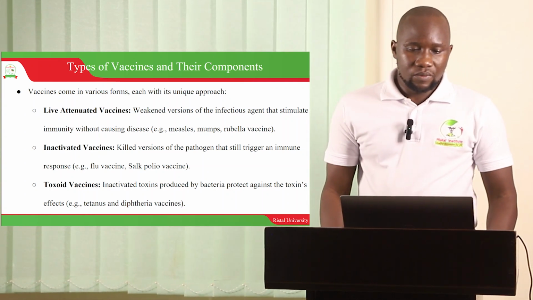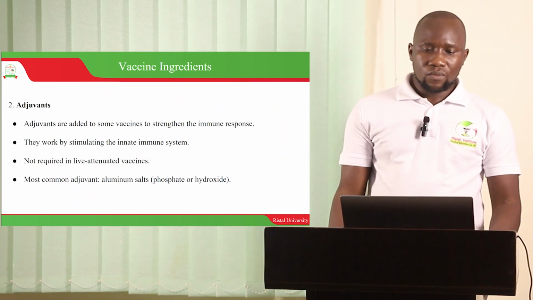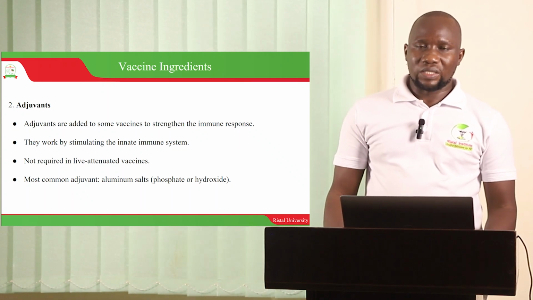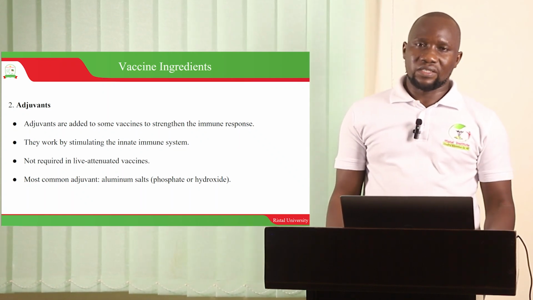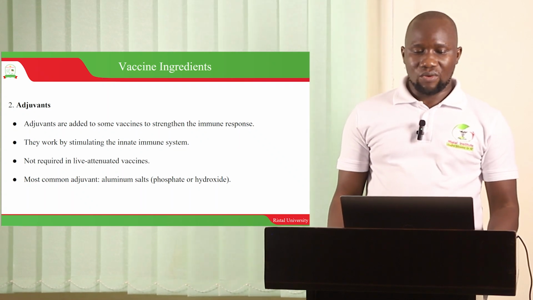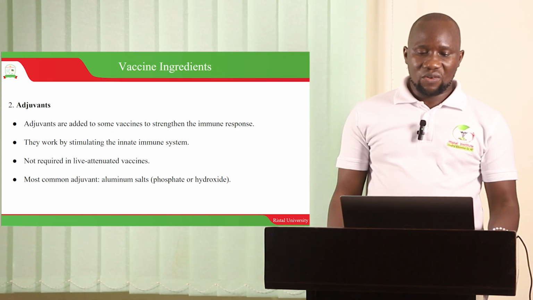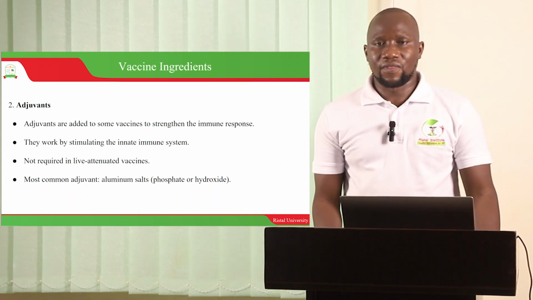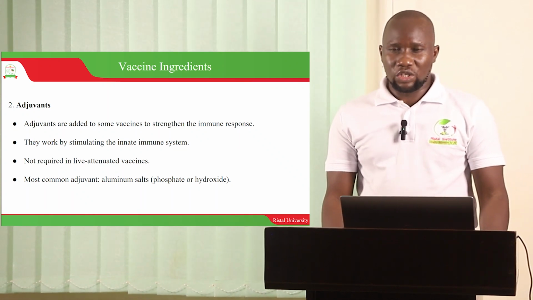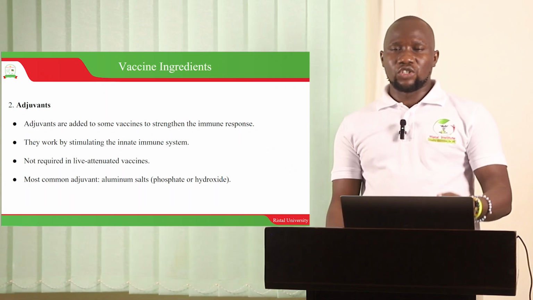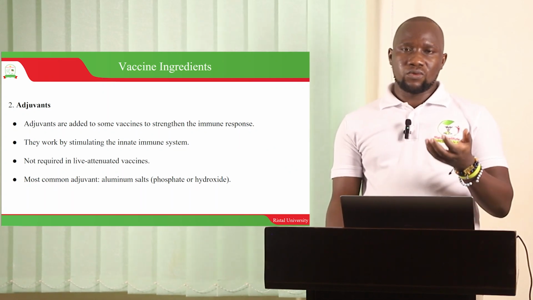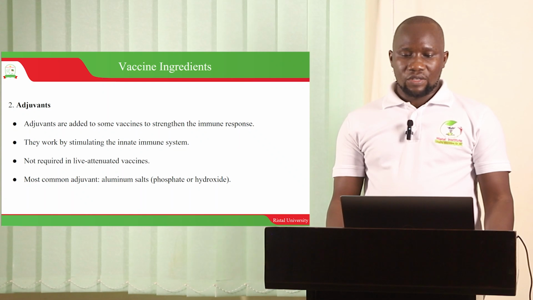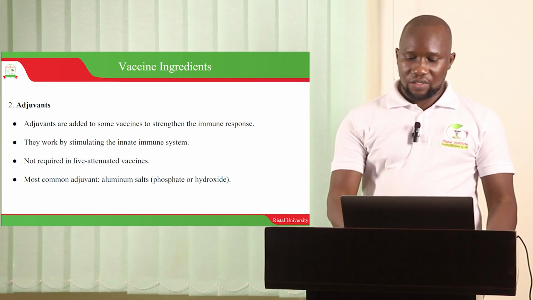And then the adjuvants. Here, we are saying that these are molecules added to vaccines to strengthen their immune response. So they can be minerals, they can be aluminium salts, phosphates, and hydroxide. They can be any molecule, as long as that molecule added to the vaccine will produce a stronger response from the vaccine. They work by stimulating the innate immune system.